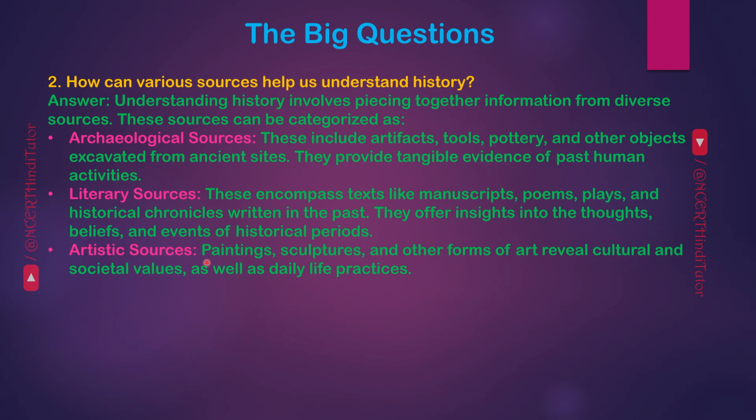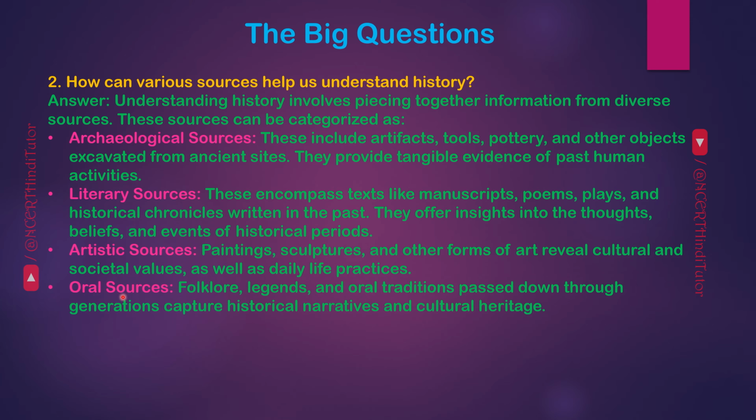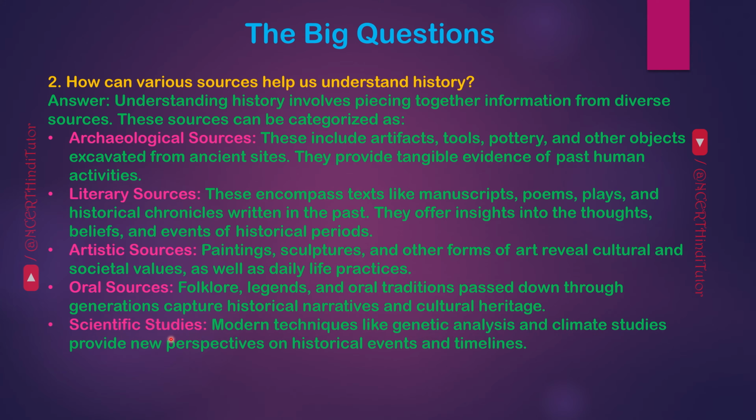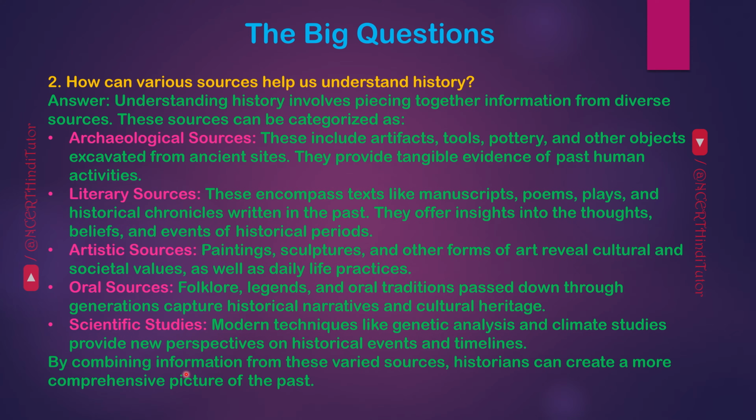Next, artistic sources. Paintings, sculptures, and other forms of art reveal cultural and societal values, as well as daily life practices. Oral sources: folklore, legends, and oral traditions passed down through generations capture historical narratives and cultural heritage. Scientific studies: modern techniques like genetic analysis and climate studies provide new perspectives on historical events and timelines. By combining information from these varied sources, historians can create a more comprehensive picture of the past.